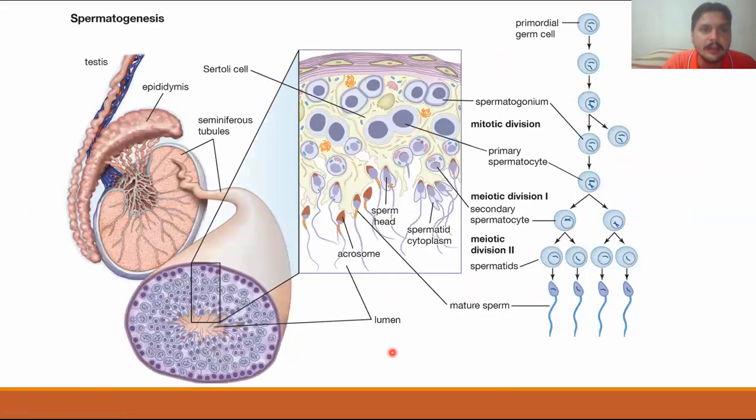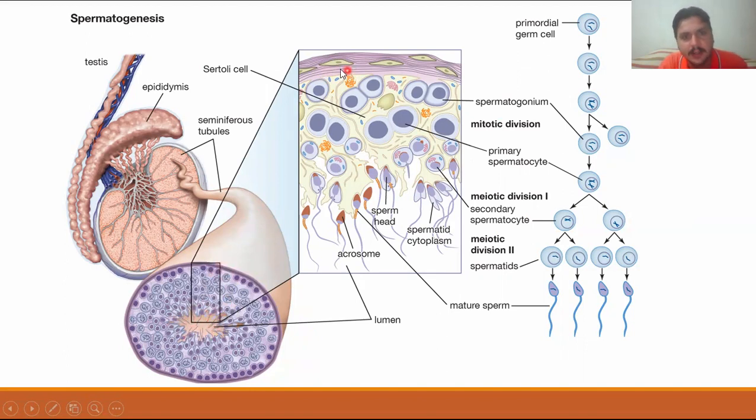The next one is about the anatomy structure of the male reproductive system or gonad. For example, this is the testis, and when you see this testis, it consists of many seminiferous tubules. This one is only a single seminiferous tubule whose lumen produces the number of sperms.